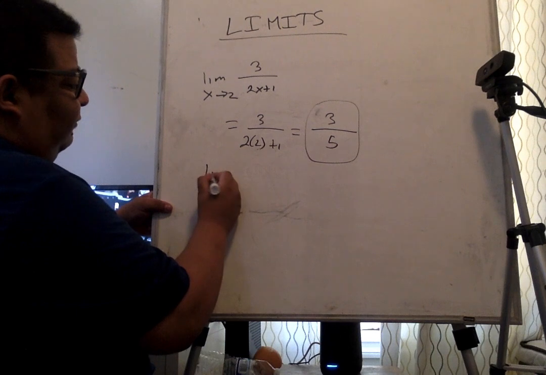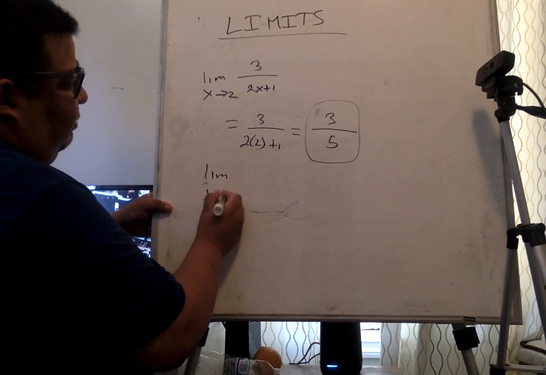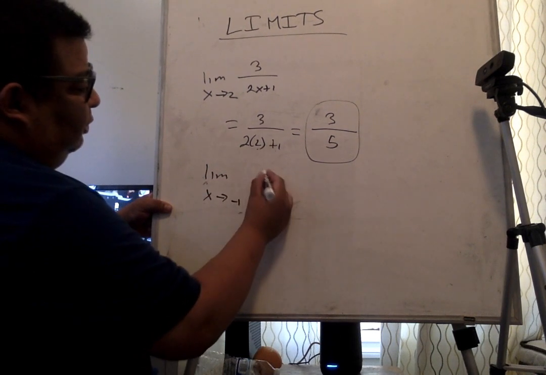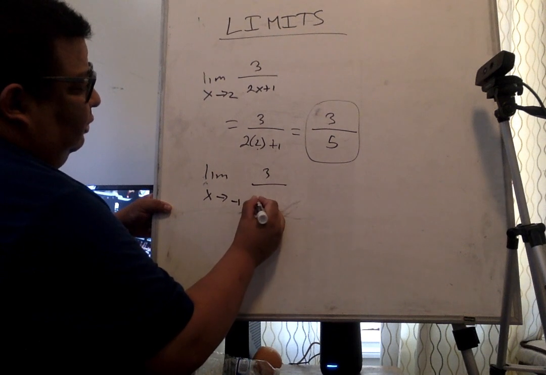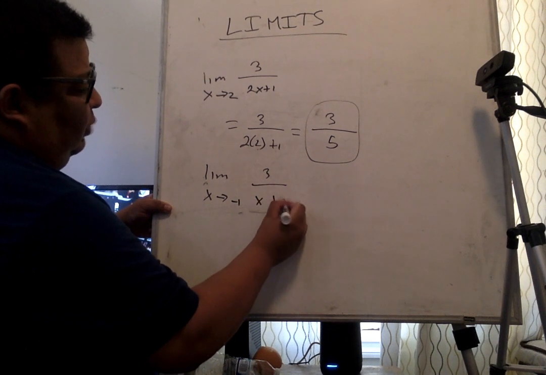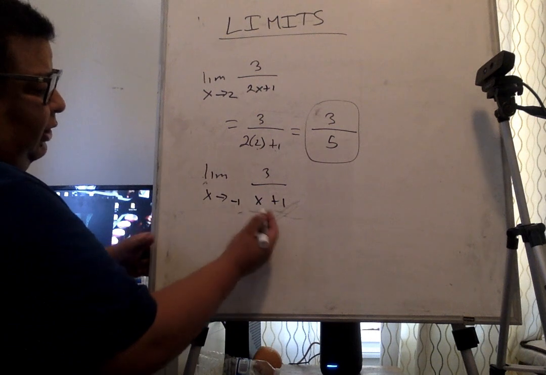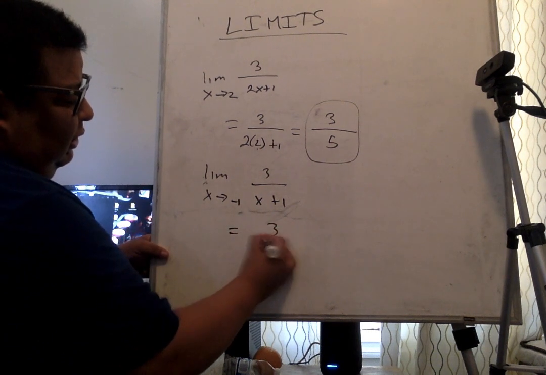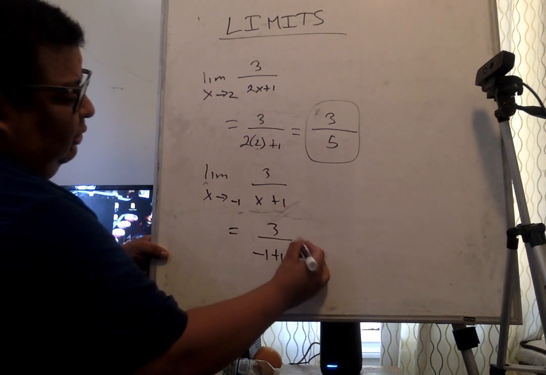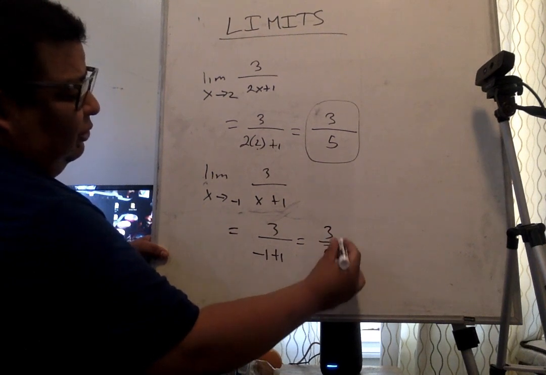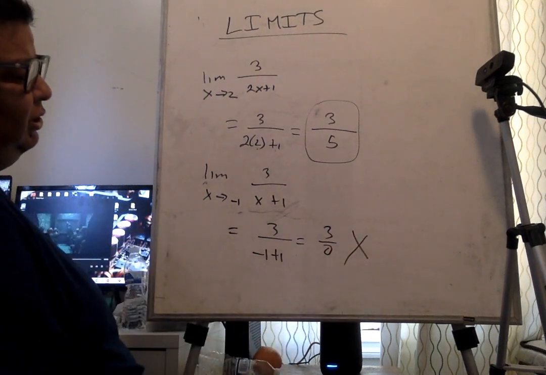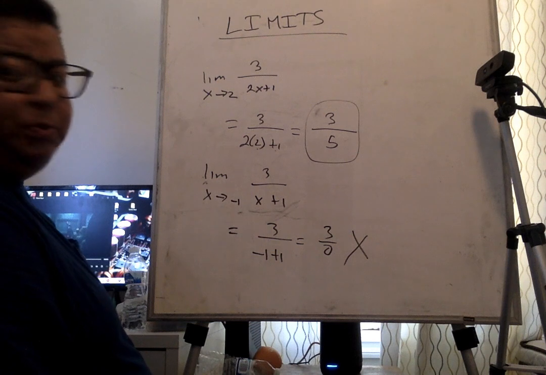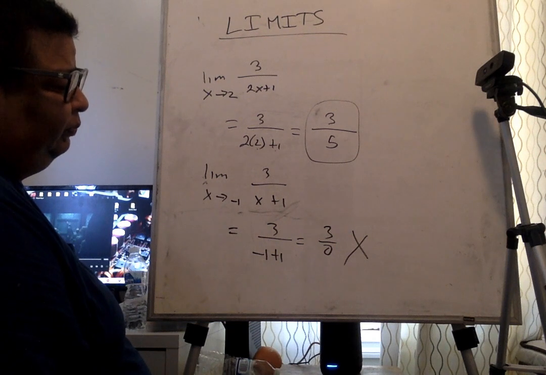But let's say you have, for example, this one, limit as x approaches -1 of 3 over x plus 1. What happens if we plug in -1? Let's see. 3 over -1 plus 1, that is 3 over 0. So this cannot be done, okay? This limit cannot be done this way. So there's a special way to do this type of problem.